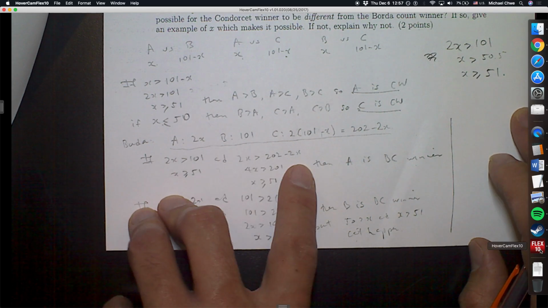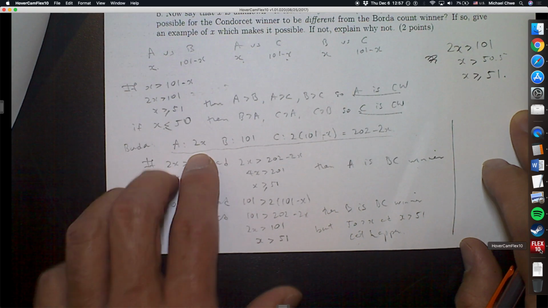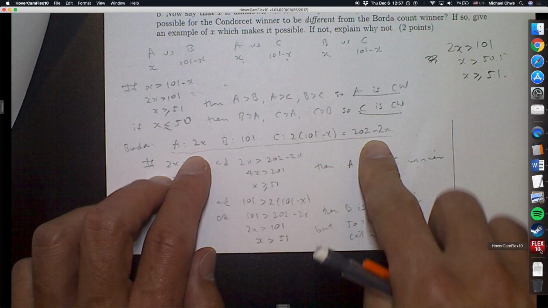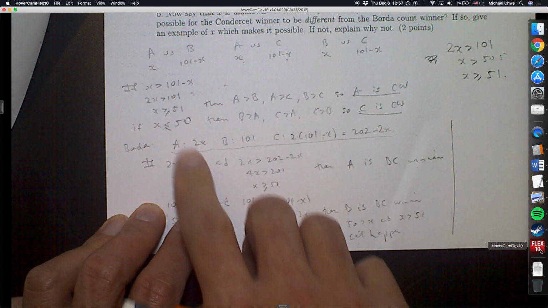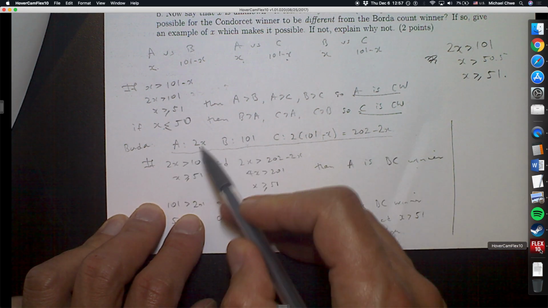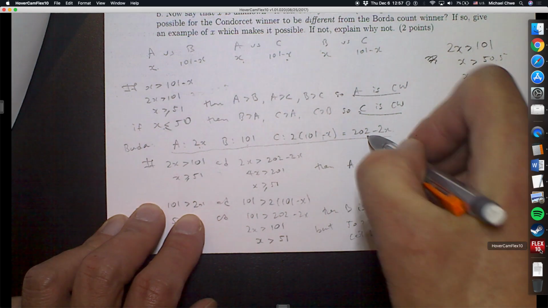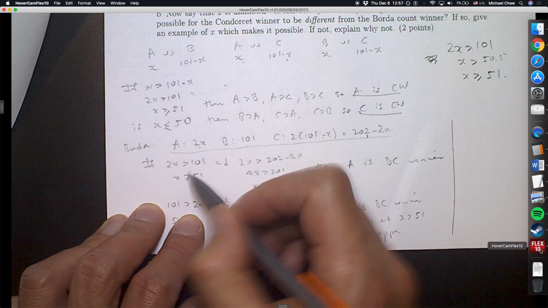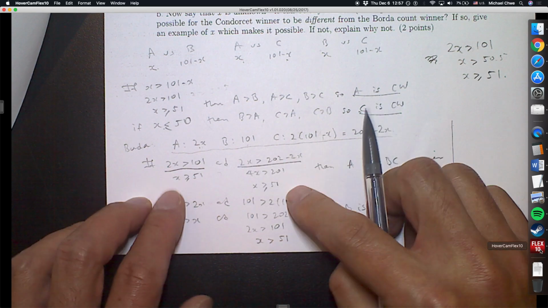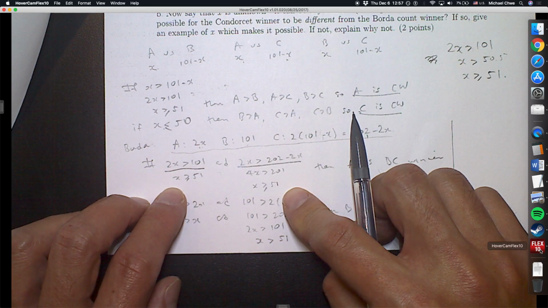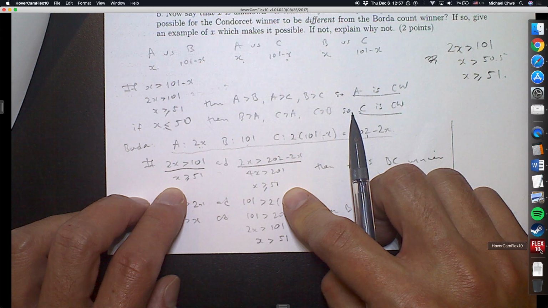So this is the math way of doing it, to find the Borda count. First of all, is it clear how I got these Borda count points? Is it clear how I got A to be the Borda count winner when 2x is bigger than 101 and 2x is bigger than this? That's what these expressions here are. And then I just math them down to be x bigger than or equal to 51. Okay?